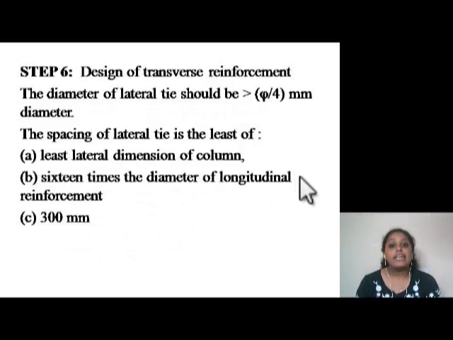Step 6. Design of transverse reinforcement. In this we are finding the diameter and spacing of the lateral ties. The diameter of lateral ties should be not less than the diameter of longitudinal bar divided by 4 or 6 mm, and the spacing of lateral ties should be the least of: A, the least lateral dimension of the column B; B, 16 times the diameter of longitudinal reinforcement; C, 300 mm.